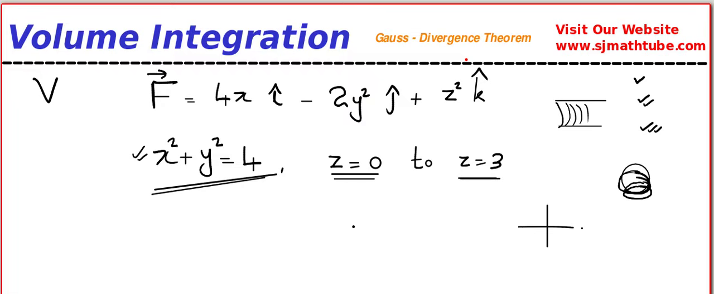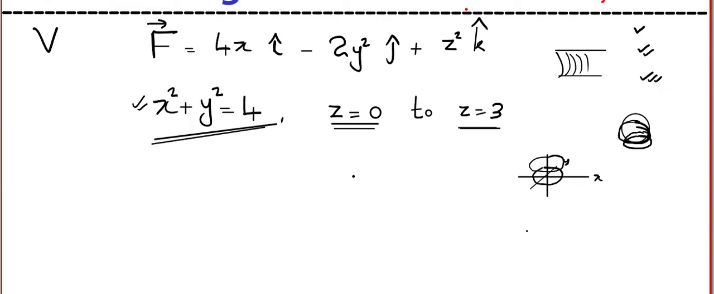So you can imagine we have the XYZ axis. Let's say this is the X axis, this is the Y axis, and I can see the circle in the XY plane. And you keep on making circles one above the other until you reach a height of 3 units. Okay, so the first thing to do, we are not going to worry about the cylinder.